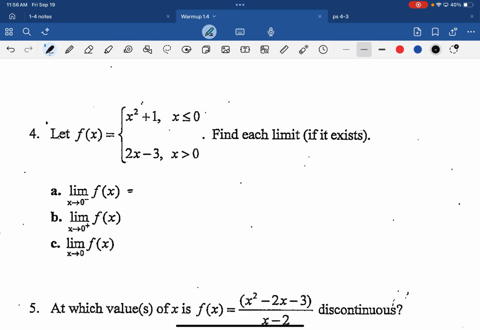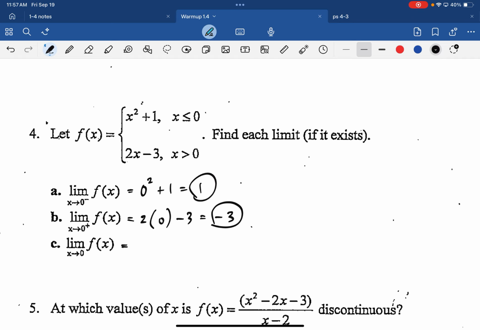So we would simply plug in 0 into this, because we're approaching it from the left. So this would be 0 squared plus 1 equals 1. Okay? On the other hand, if we were to approach it from the right side, x would be positive, because we're going towards 0 from the right, in the positive territory. So here we would plug in x equals 0 into the second part. So we would have 2 times 0 minus 3 equals negative 3. So negative 3 is the limit of f of x as we approach 0 from the right side.